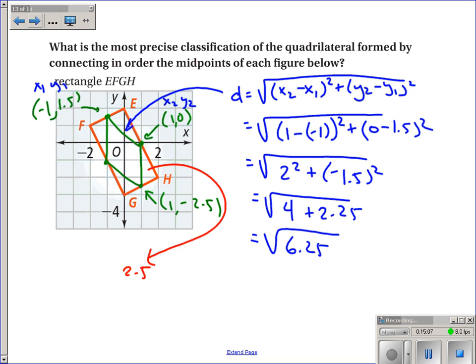Now I can't really tell if those are the same or not because I have the square root of 6.25, so I'll find the decimal of that. Square root of 6.25 is 2.5. So these sides are the same length, and because it's a parallelogram, the opposite sides are the same length, and so it's a rhombus.